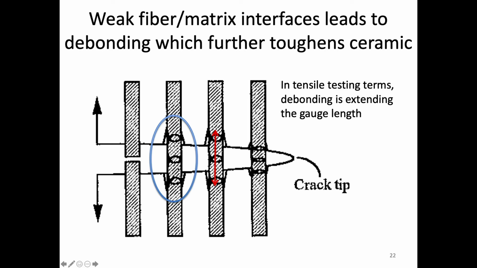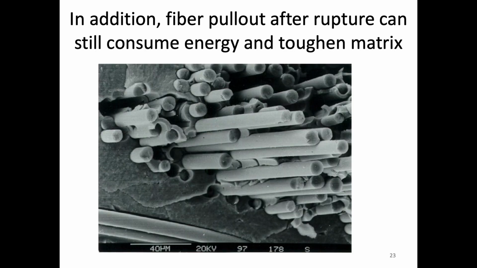So what that does is it extends the gauge length, right? It makes the gauge length of our little tensile test here longer. So what that does is it means that more energy has to be put into the system because the length of the test specimen, the fiber, is longer because of this debonding. So that's why a weak interface is actually good in these cases, because we're basically increasing the gauge length and therefore increasing the amount of energy it takes to extend the crack.